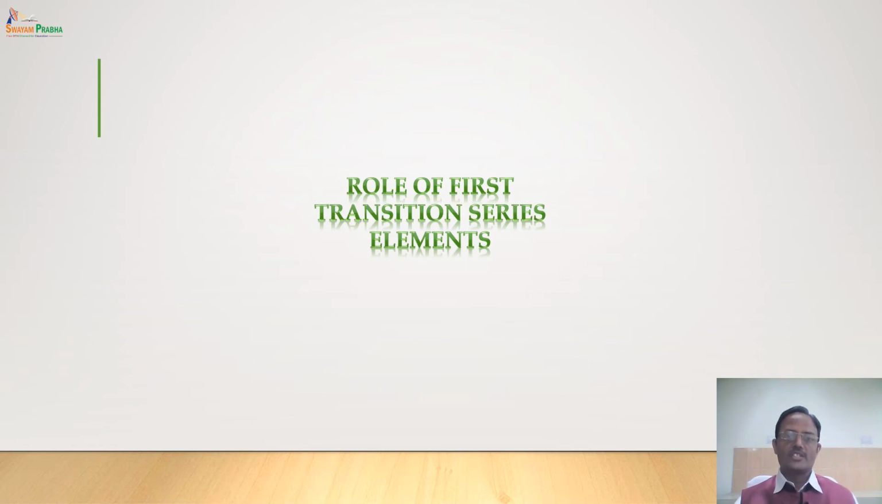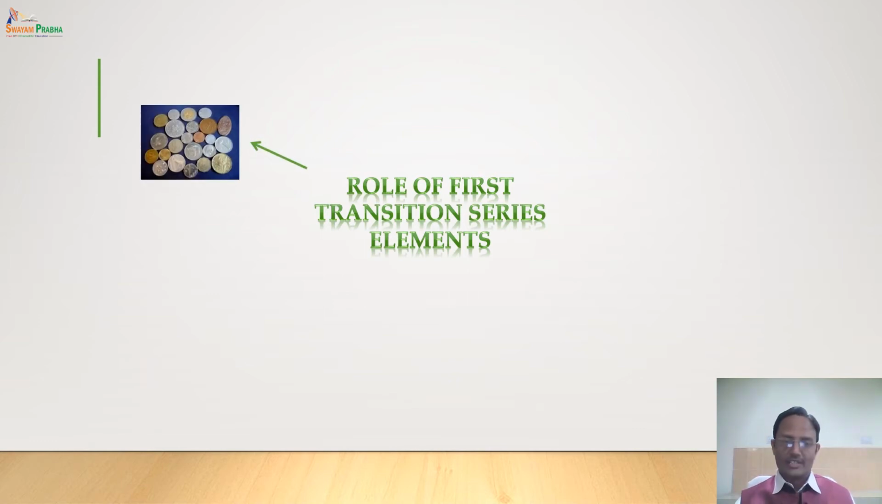Now where do these transition series find their applications in our daily life? Coins. We know that coins have been used for generations, and since ancient civilization in many countries, metallic coins are generally used, and the 3d series elements play a very important role in these coins. They are generally made up of copper, iron, etc. Similarly, electricity is an essential part of our life today, and the wires are mainly made up of copper or some alloys of copper.